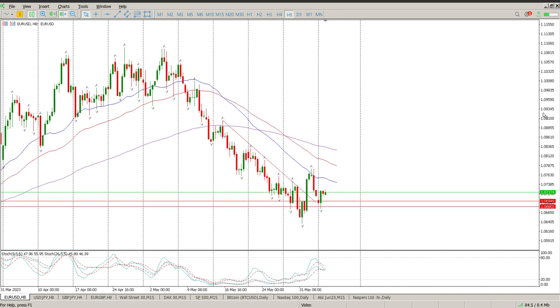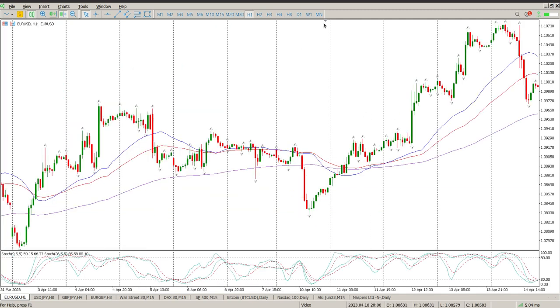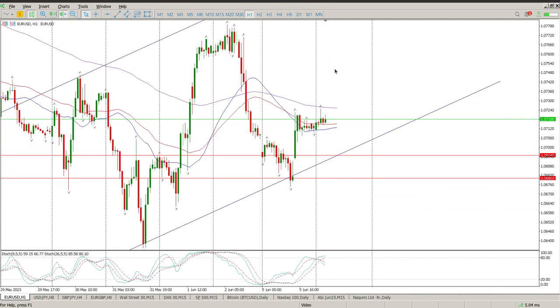Okay, or, which is probably more what we're looking at, let me just get rid of that now, or are we forming a bigger flag, or is that flag going to become a bull channel? So your guess is as good as mine at the moment, and all we can do is try and figure out what's going on.